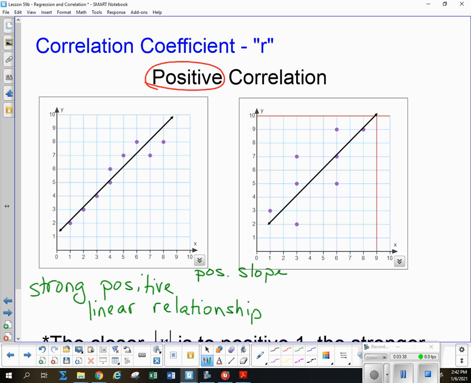However, this one over here on the right isn't as close, but it's pretty good. So I would probably say that it is a moderate positive linear relationship or correlation, whichever word you like.